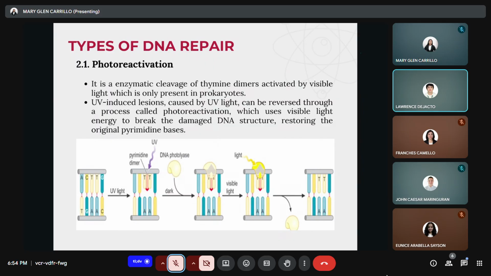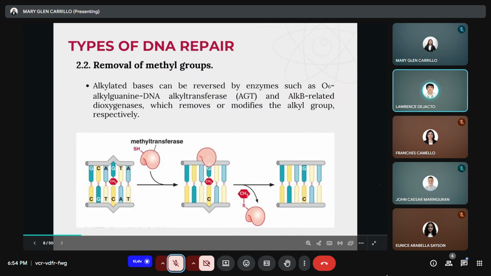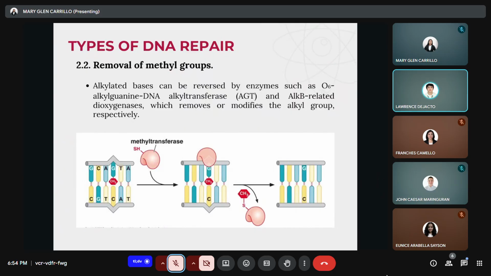Next type of direct repair is the removal of methyl groups. Next slide, please. So, in removal of methyl group, alkylated bases can be reversed by enzymes such as O6-alkylguanine DNA alkyltransferase or the AGT and ALKB related dioxygenases, which remove or modify the alkyl group respectively.